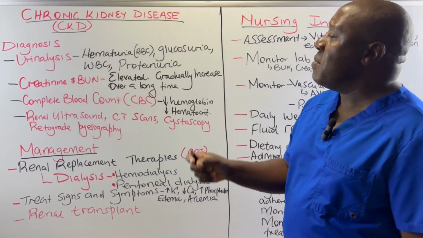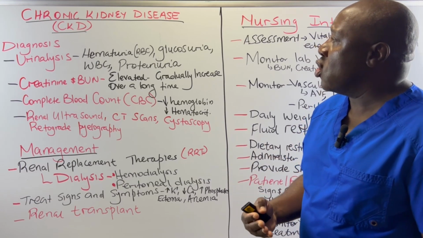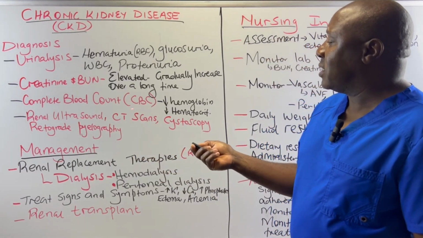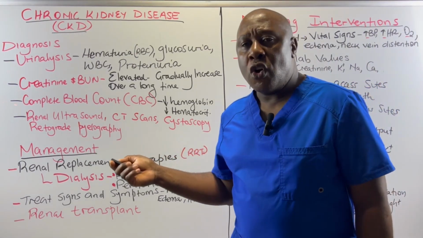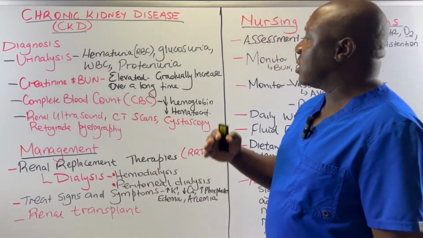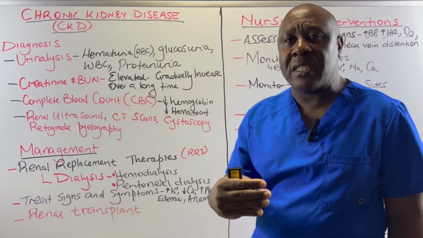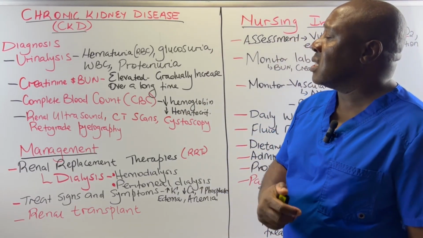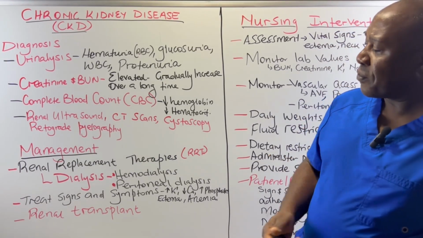We also use imaging studies to identify or to diagnose CKD. We have renal ultrasound, we have CT scans, cystoscopy, retrograde pyelography. All these are methods that can be used to study or to look at our renal system and be able to identify any structural changes that could be causing chronic kidney disease.